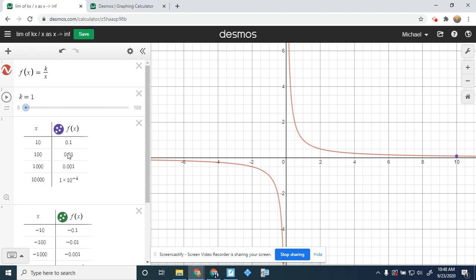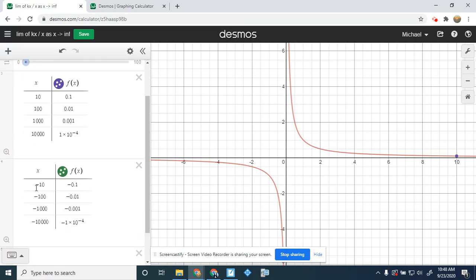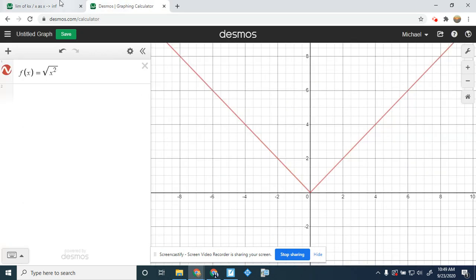And observe the y values. They're getting smaller and smaller. This guy here, scientific notation, that really means 0.0001, right? So that's what we thought made sense. Well, what about as x goes to negative infinity? So negative 10, negative 100, negative 1,000, negative 10,000. Well, take a look at these numbers. Negative 0.1, negative 0.01, negative 0.001, negative 0.0001. They're still getting smaller. They're not going to negative infinity. They're going to 0.